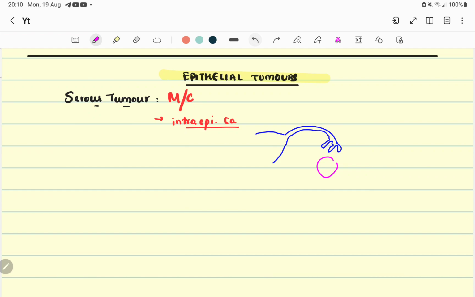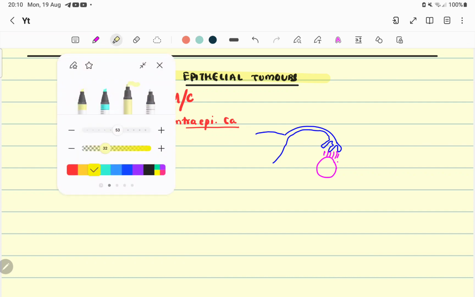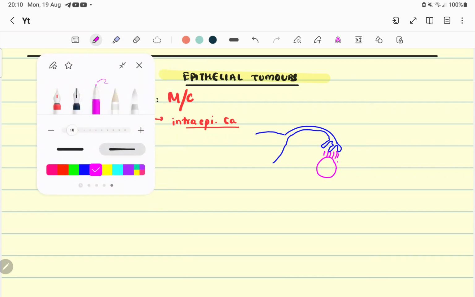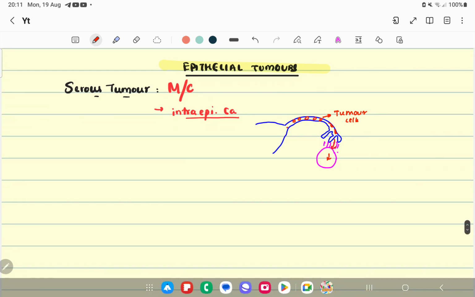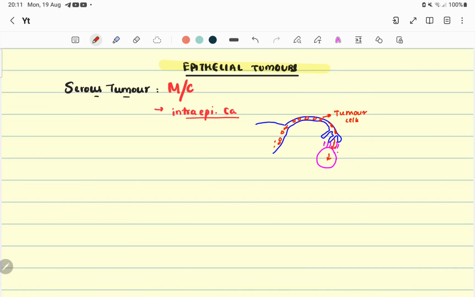Let's say this is our ovary, and here we have the fimbriae. The fimbriae are there, and this is the ligament which is joining, right? So if this occurs in the fallopian tube, these tumor cells, which I'm drawing in red, can migrate here and reach this ovary. The tumor cells can migrate downwards also. So if a patient comes to you with this tumor, you have to do the whole removal. You have to remove all this.